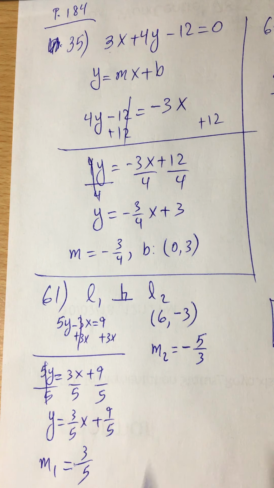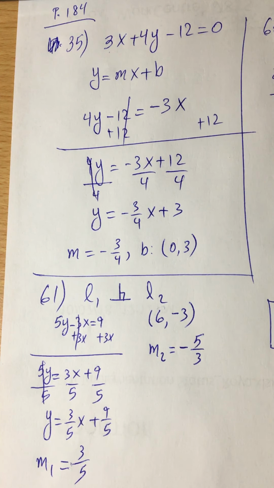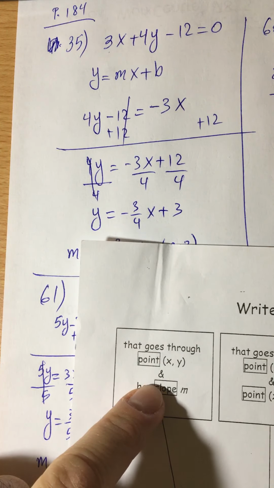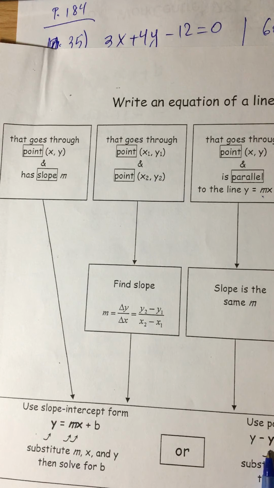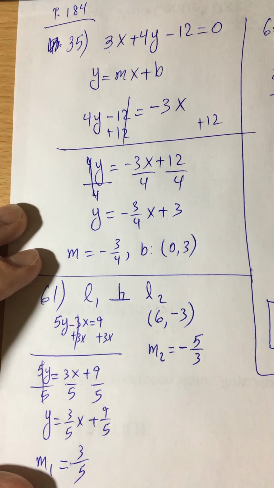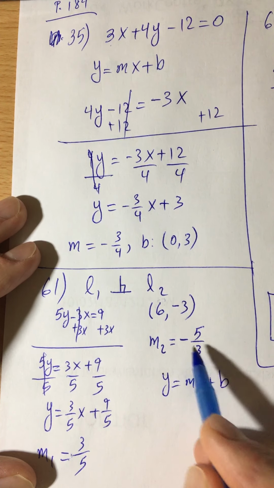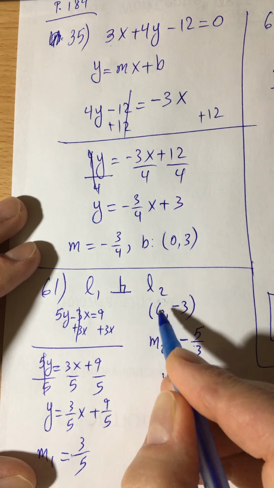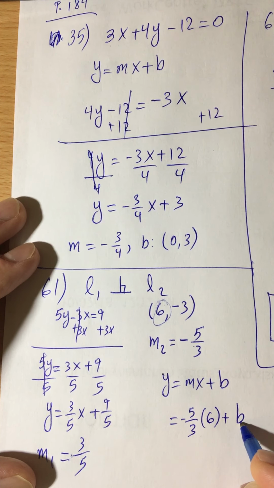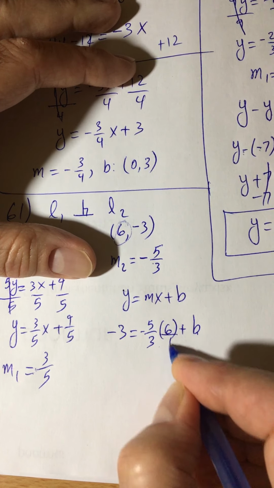Now, this is not the y-intercept. Why is it not the y-intercept? Because the x value is not 0. So this time, I have a point and I have a slope. I used the point-slope form last time. I'm going to use the slope-intercept form, because you can use it to get the equation of the line. So y equals mx plus b. Your m is negative 5/3. Your x value of that point is 6. I don't know what the y-intercept is, but I know what the y value of that point is. So this is 6/1.